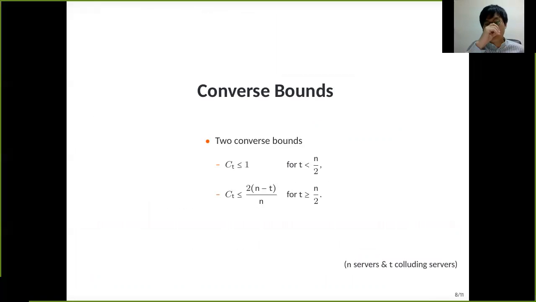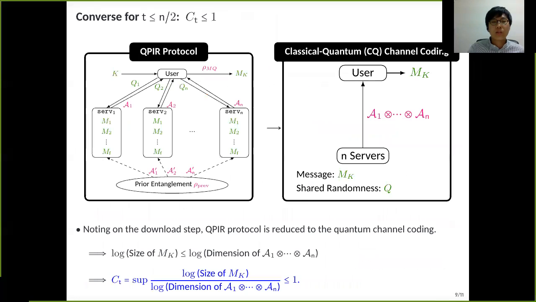Next is the converse bound. We have two converse bounds depending on the range of t. The first one is C is less than 1. For that, we just reduce our protocol to secret channel coding. How do we do that? We just group all of these servers as one agent. Then the downloading process of this protocol is considered as sending quantum systems for sending the classical information MK. From the result of secret channel coding, we know that the size of MK is less than the dimension of this transmitted quantum system. From this inequality, we can derive that C is less than 1.